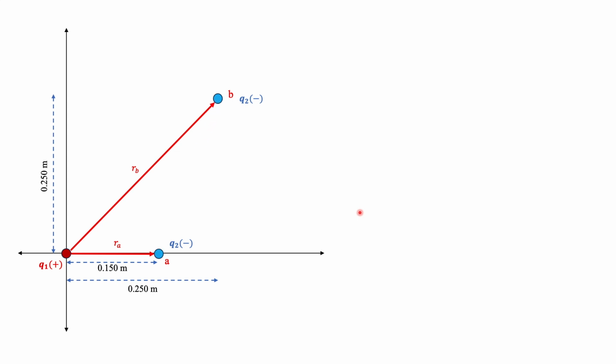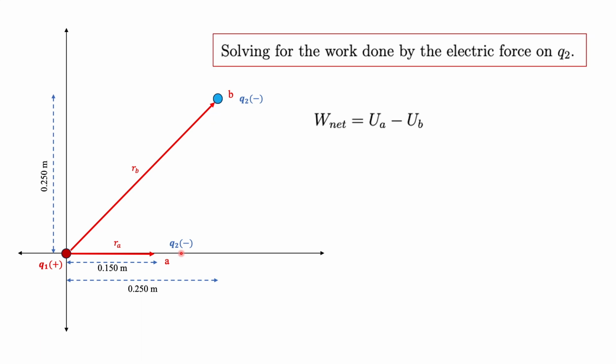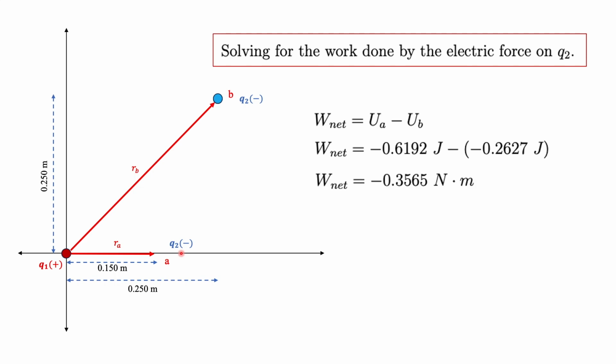Okay, so recall that we need to find the work done by the electric force on Q2 as it moves from A to B. And according to our equation, that is just the difference in the potential energy at A minus B. So we plug in the values that we have solved and take special attention of the sign. So we get that the net work is actually negative 0.3565 Newton times meter, or negative 0.3565 joules. And this should be expected, that we can get a negative work. And I will explain the significance of this, as I've said, later.